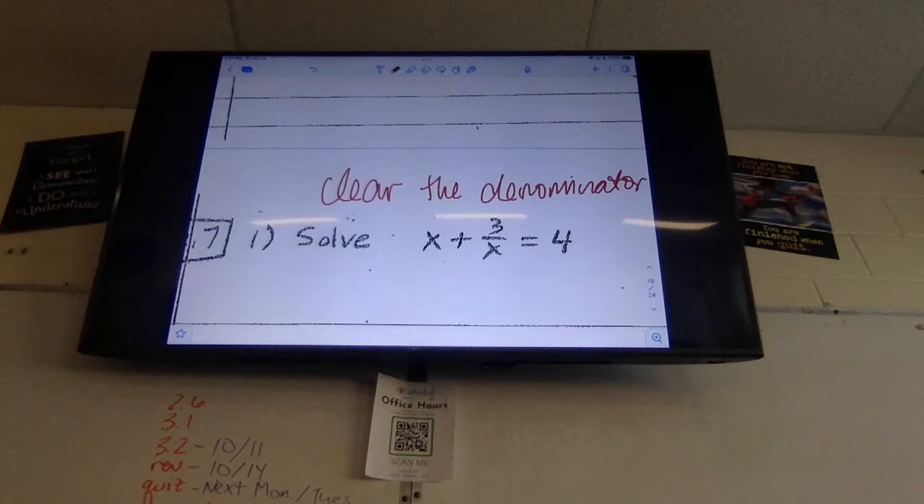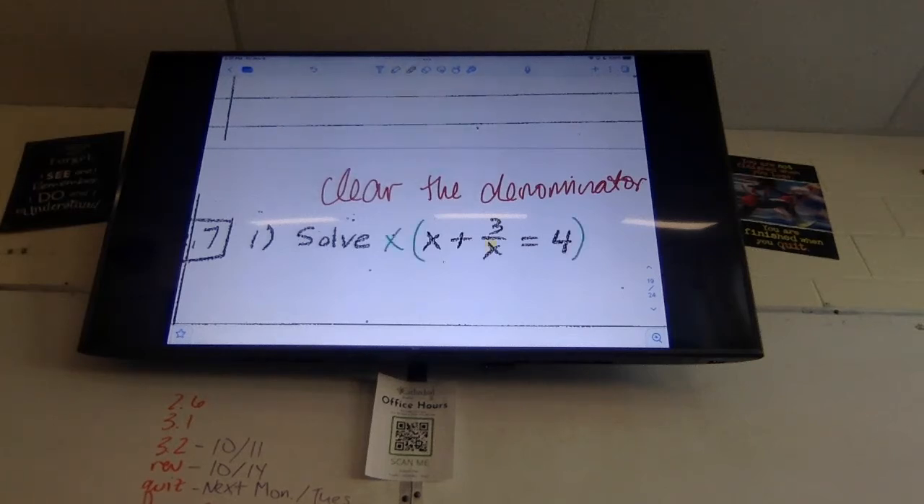Clear the denominator. That means that whatever's in the denominator, we're going to multiply the entire equation by to get rid of it. Sometimes you guys want to get common denominators. I just think that gets a little messy sometimes. So what I'd rather you do is clear the denominator. So multiply by whatever's in the denominator by everything. So in this one, we're going to multiply everything by x.